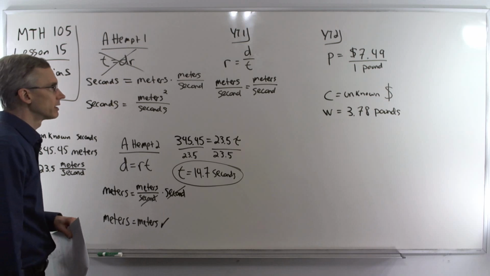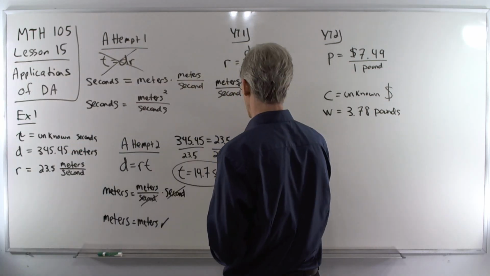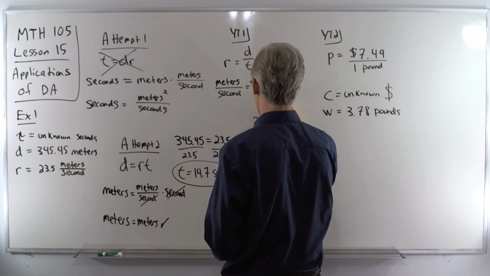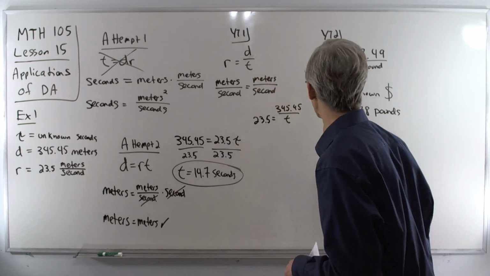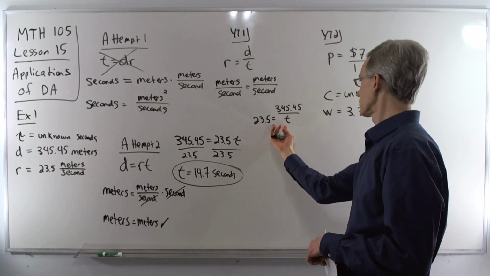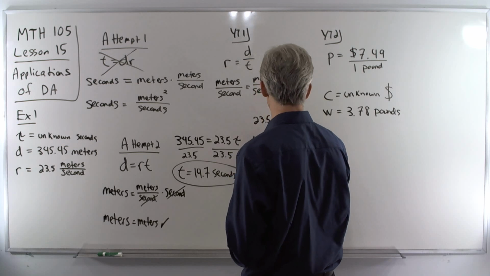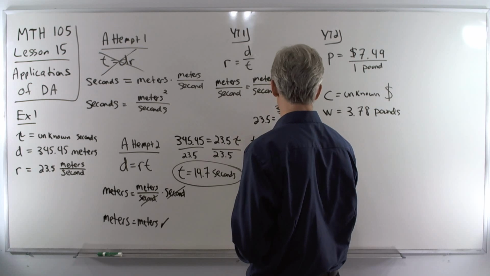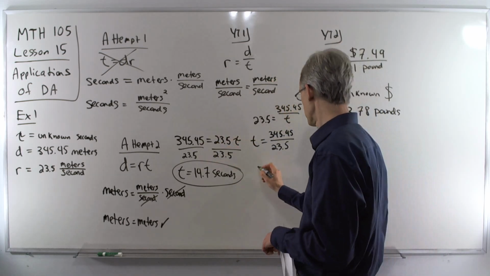So if we want to find T, we can plug into that equation. That gives us 23.5 equals 345.45 over T. Alright, now to solve, we use this swap trick. So swap T and 23.5. So we got T equals 345.45 over 23.5. Which when we're solving over here, that's exactly what we got.